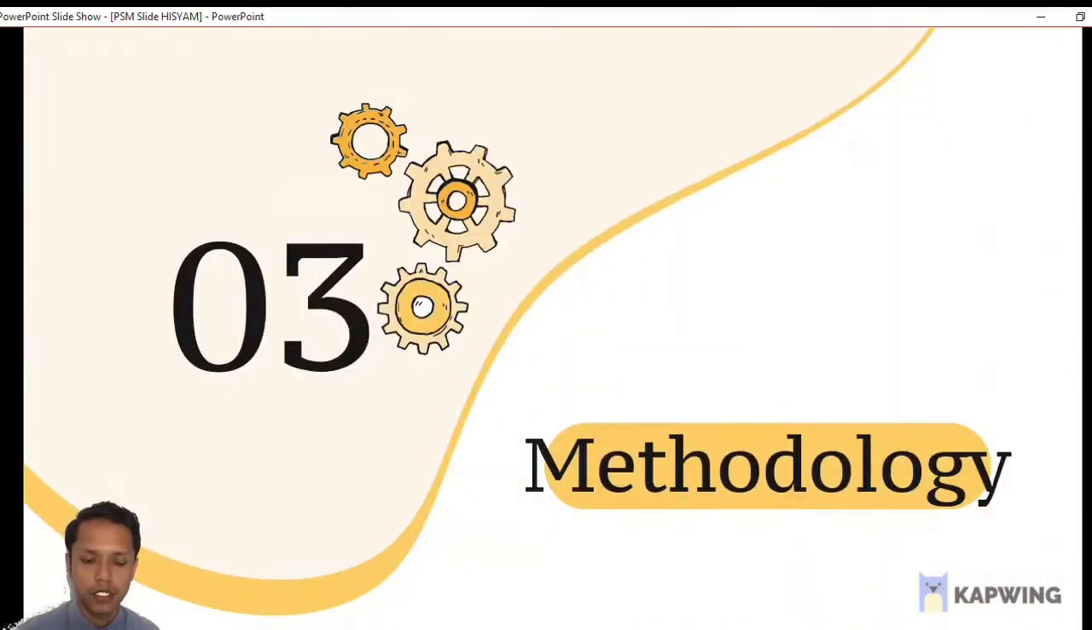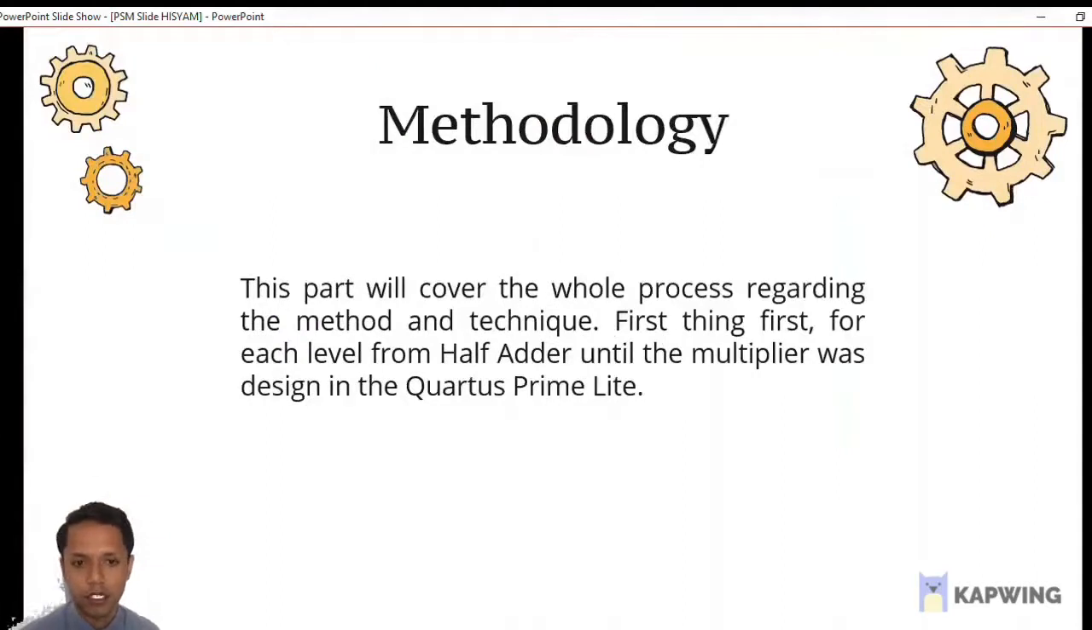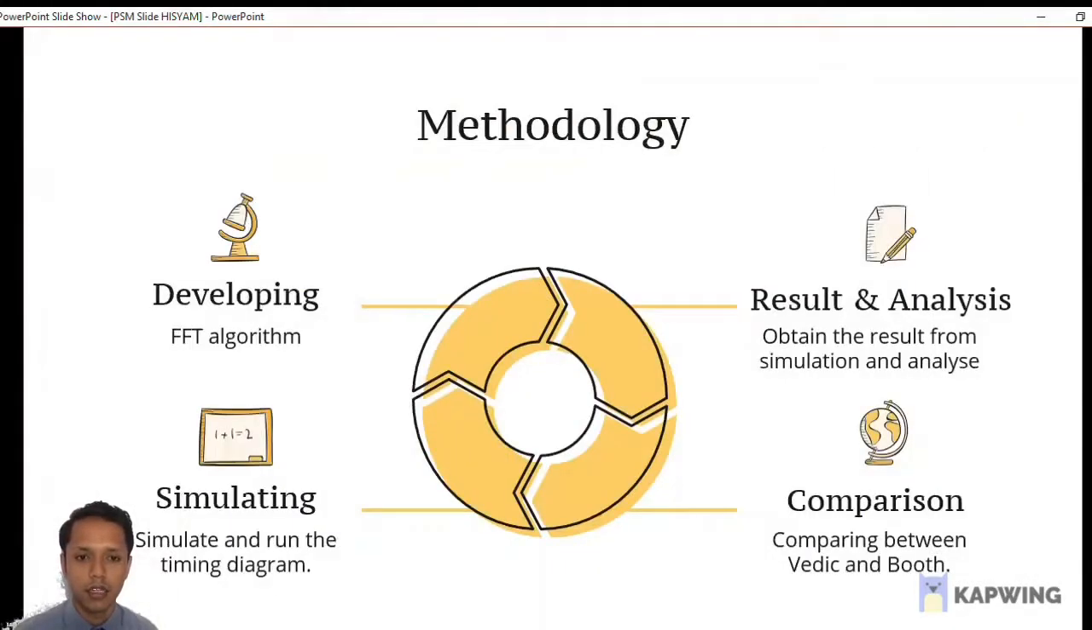We go to section 3, methodology. For this section, this part will cover the whole process regarding the methods and techniques. First thing first, each level from the half adder until the multiplier was designed in Quartus Prime Lite. In the methodology, first we have to develop the FFT algorithm. The second one is simulating. We simulate and run the timing diagram until we get a successful simulation. After that, we obtain the result from the simulation and analyze it. And the last one is comparison. We compare between Vedic and booth multiplier.